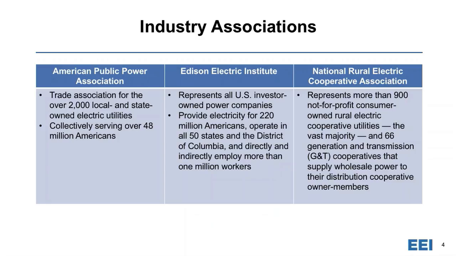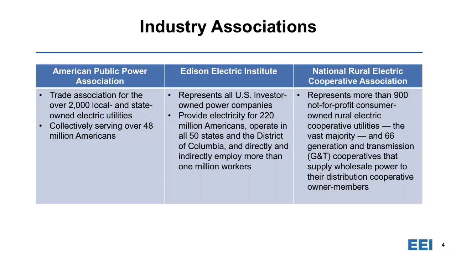So I represent Edison Electric Institute. We're in the middle there. Our members, as I said, are the shareholder-owned electric companies. There's another association, the American Public Power Association, that represents the municipal utilities, and the National Rural Electric Cooperative Association that represents cooperatives. And again, you can get some idea on numbers. There's about 2,000 munis. We have 67 holding company members at EEI. That makes up about 100 operating companies.